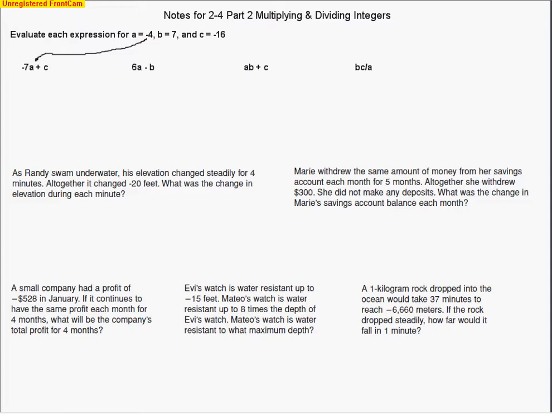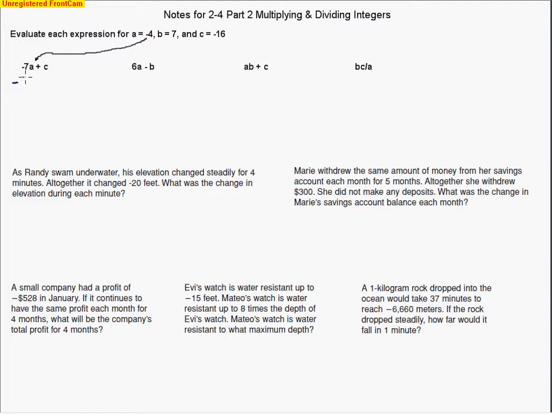When the 7 is right next to the a, that means that we're going to multiply. So it's a -7 multiplied by -4, and then we're going to end up adding the c value. C is -16, so I'm going to substitute that in place of that c value. I put some parentheses around it just to show that that's -16. And I go ahead and multiply first.